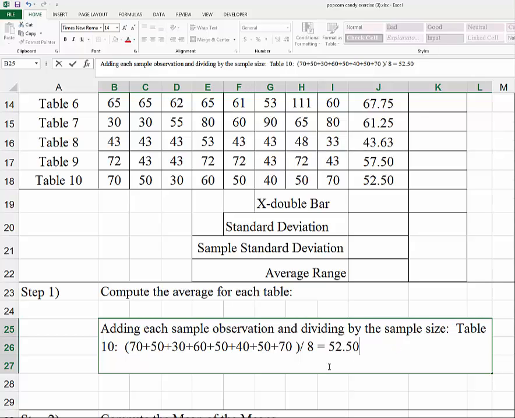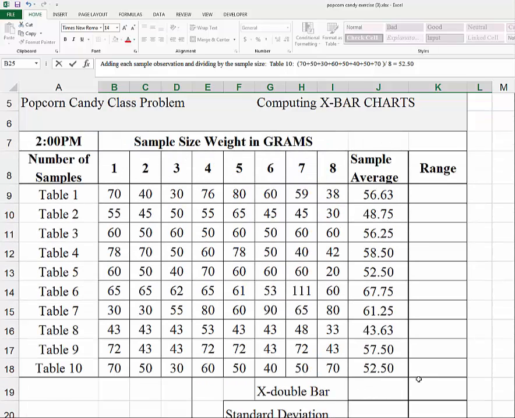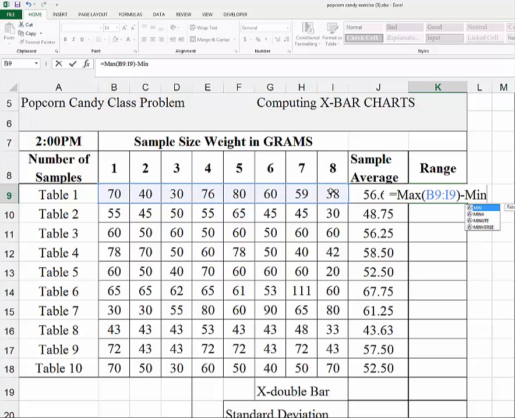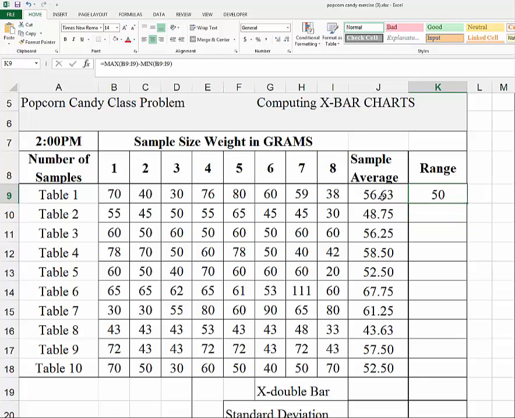So you would need to do that for each of the tables here, and we just did it all quickly with our sample average. The other thing we need to do here is the range. So we're going to do equals max, open parentheses, highlight this, close parentheses, minus min, open parentheses, highlight the same thing again. Now, we could also just eyeball it and say, okay, the highest number is 80 and the smallest number looks to be 30. But if you do it like this, you don't have to worry about missing something. And then we'll just pull it down again.